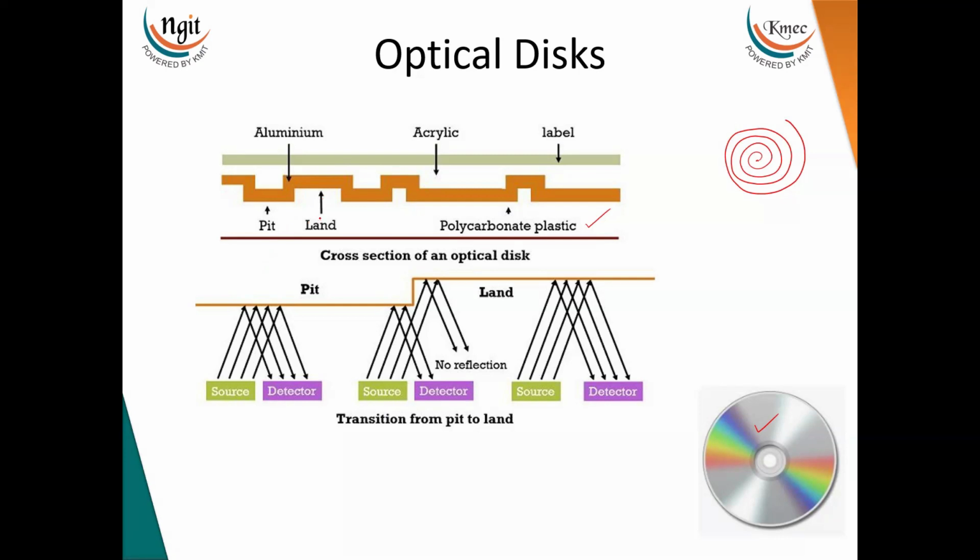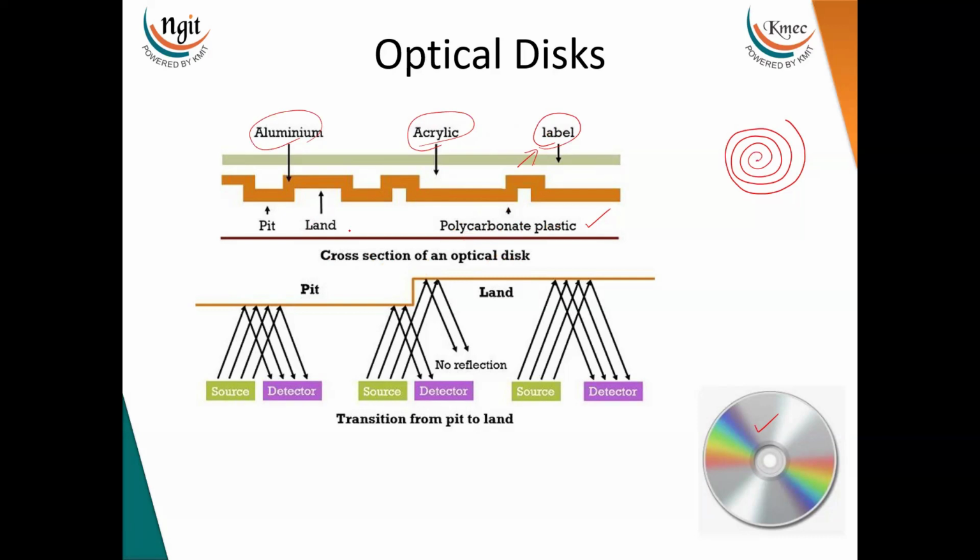Now a thin layer of reflecting aluminum material is placed on top of the programmed disk, and the aluminum is then covered by a protective acrylic. And finally, the topmost layer is deposited and stamped with a label. This is the topmost layer, and the label is printed on this layer. Now, this is about the cross section area. Here the maximum material used is plastic, the polycarbonate plastic.